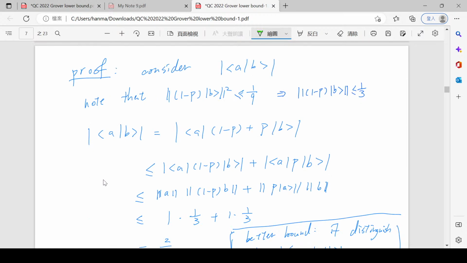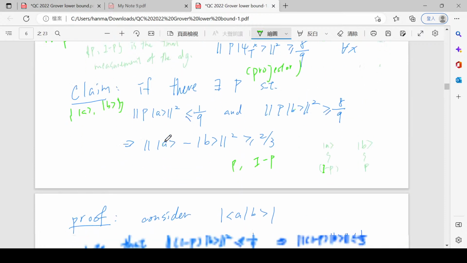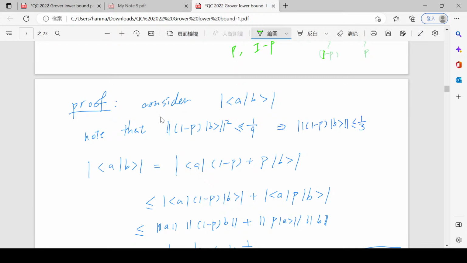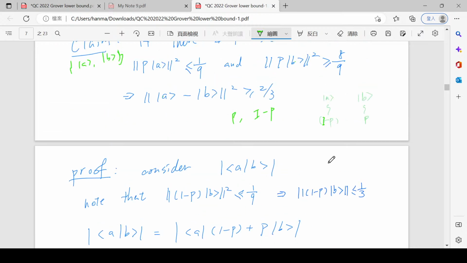In the proof, we are actually going to switch to absolute value of inner product. Okay? Because it's actually easier to do this now. And anyway, so we want to consider this absolute value of inner product between our vector A and the vector B. And so A and B satisfy this relation and this relationship.